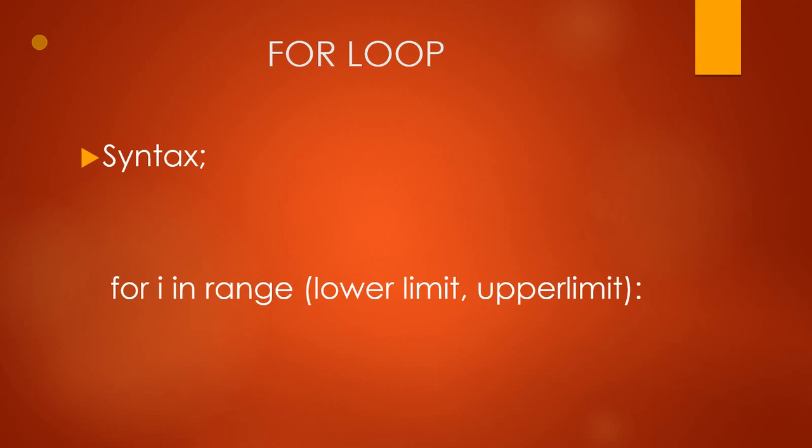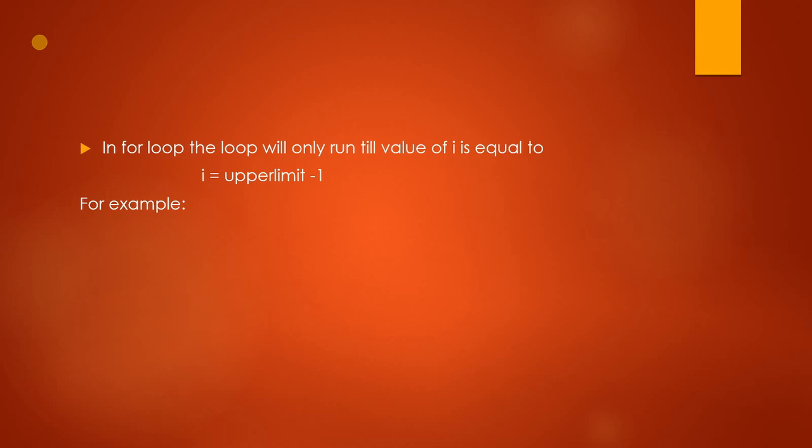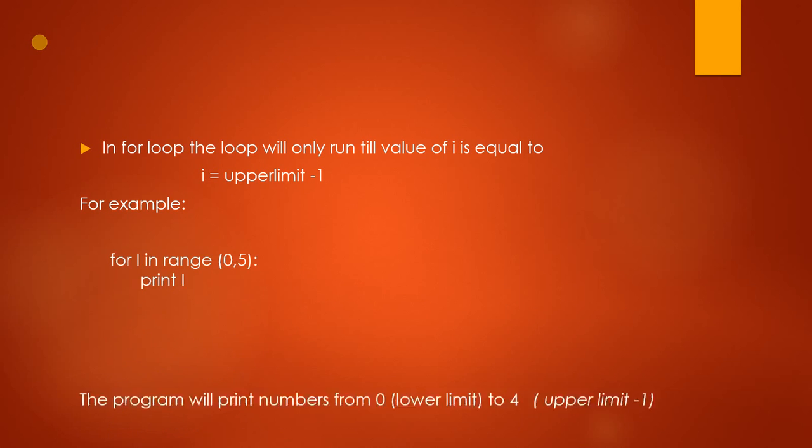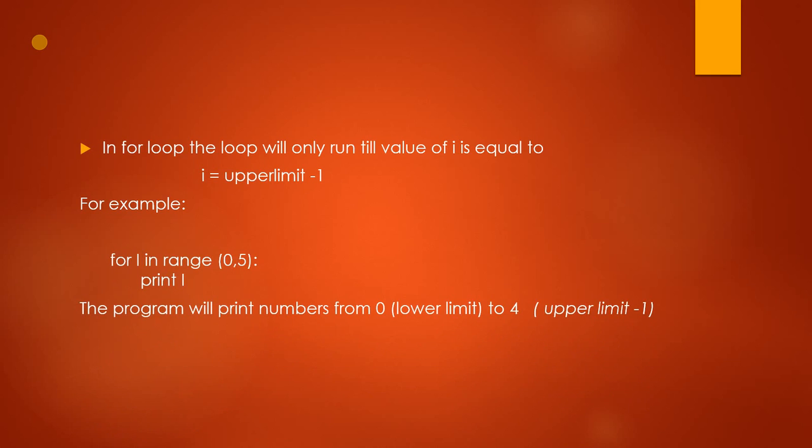So here's the syntax. For i in range, brackets, lower limit to upper limit, a colon, and the loop body. This is the basic syntax of our for loop. So I'll explain this better with an example. I have an example right here. For i in range 0 to 5, print i.